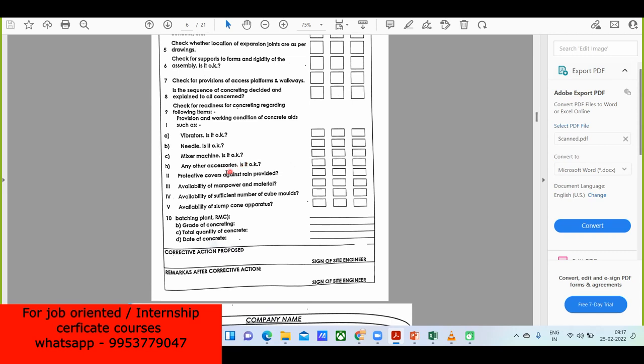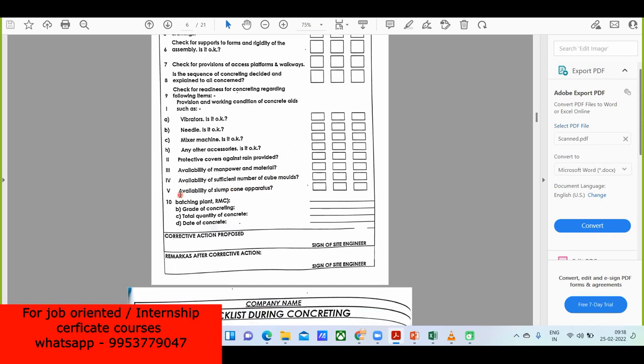And other than that, you see here, protective covers against rain provided. That means, let us say you're doing concreting and suddenly it starts to rain. At that 11th hour, you cannot run and go and get something to cover it. So all these things should be on the site beforehand, so that even if it rains, you have enough protection with you, so that you can cover the concrete which has already been laid.